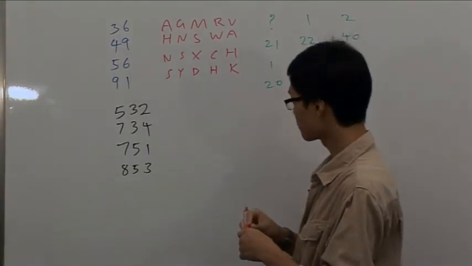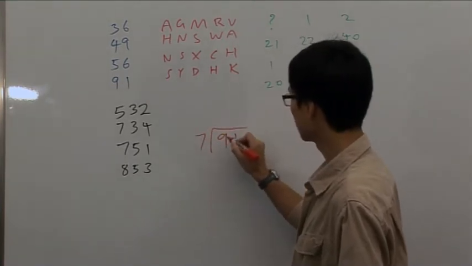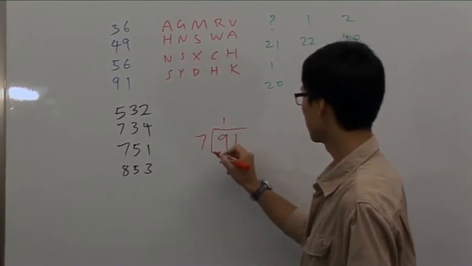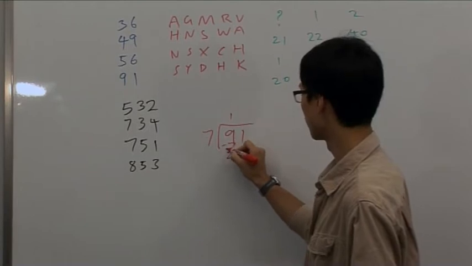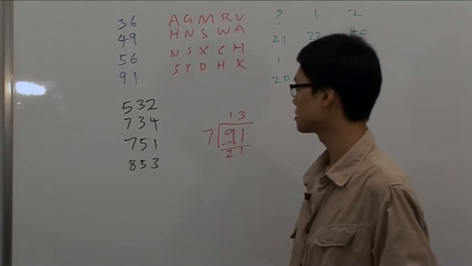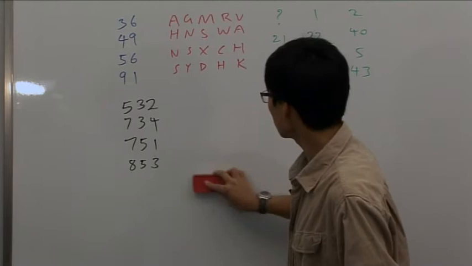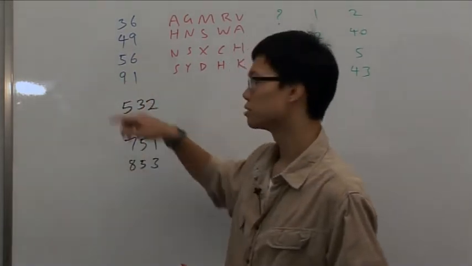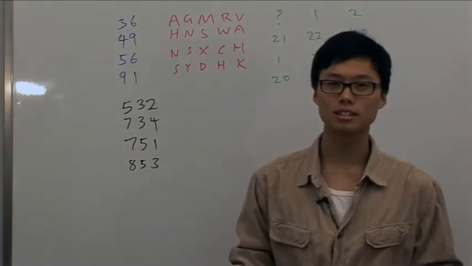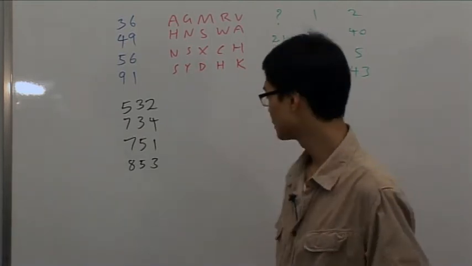I'll prove it to you. 91 divided by 7. 7 goes once, you carry 2 down, and then you drop the 1 down. Well, actually, to be precise, it would be 9 minus 7, gets you the 2 there, and then you drop the 1 down. 7 to 21 goes 3 times, 7 times 13 is 91. So that means that these 3 numbers are divisible by 7, and this number is not. So that means 36 is the odd number out. And so for question 2, the answer is A.